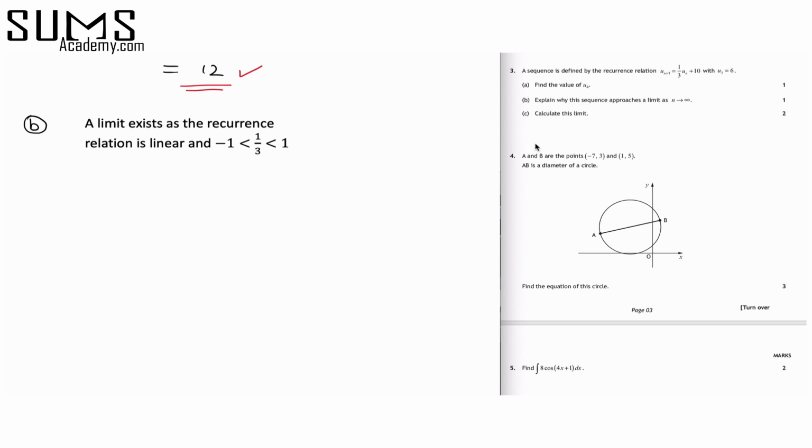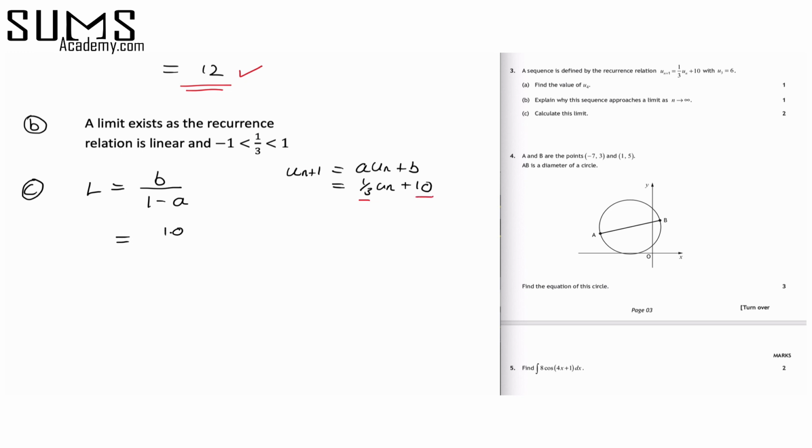Okay, so now looking at part C, they want to actually calculate this limit. So how do we do this? Well, there's an equation for calculating the limit: b over 1 minus a. Now, you need to know what b and a are. When you have a recurrence relation, the expression usually comes in the form a u_n + b. So in our case, we have 1/3 u_n + 10. So our a and b are 1/3 and 10. So we substitute these back into this expression.